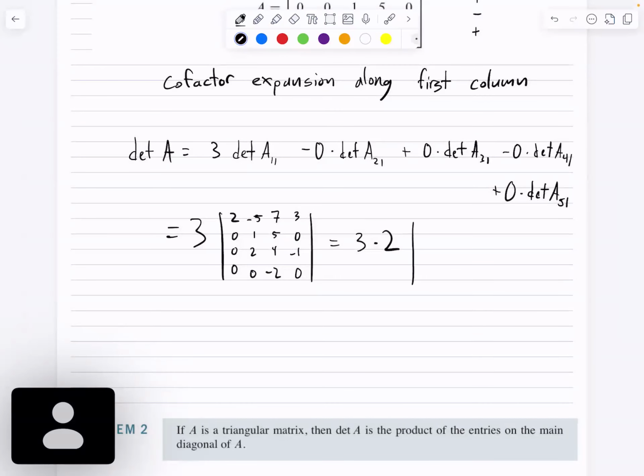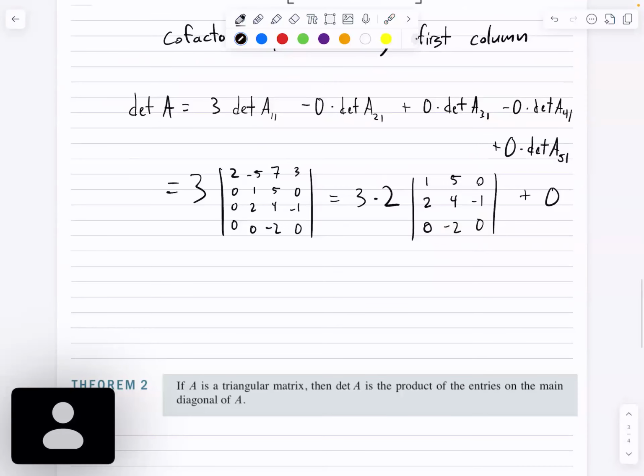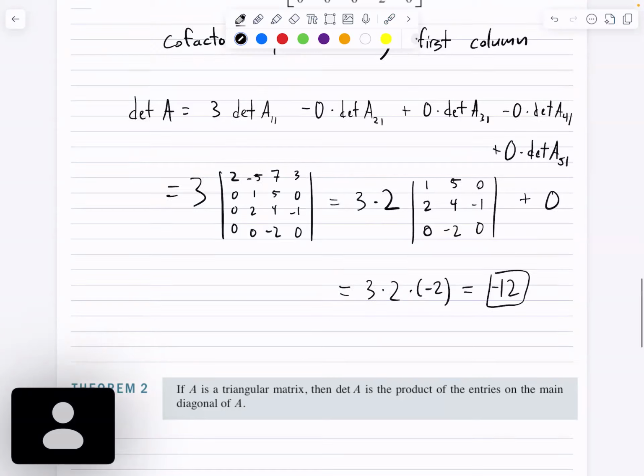So 3 times 2 times the determinant of 1, 2, 0, 5, 4, -2, 0, -1, 0, and then plus a bunch of zeros, right? Because as I expand along this column, all the other terms are going to be 0. So it's really just that one times that determinant. But this matrix is the one we already computed. That was this guy up here. And so that's just -2. And so the final answer is 3 times 2 times -2, which is -12. So the determinant of this whopping 5 by 5 matrix is just -12.